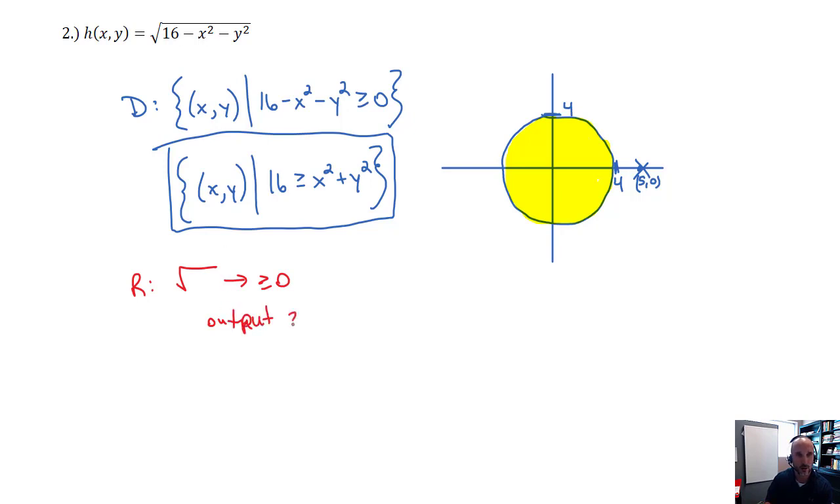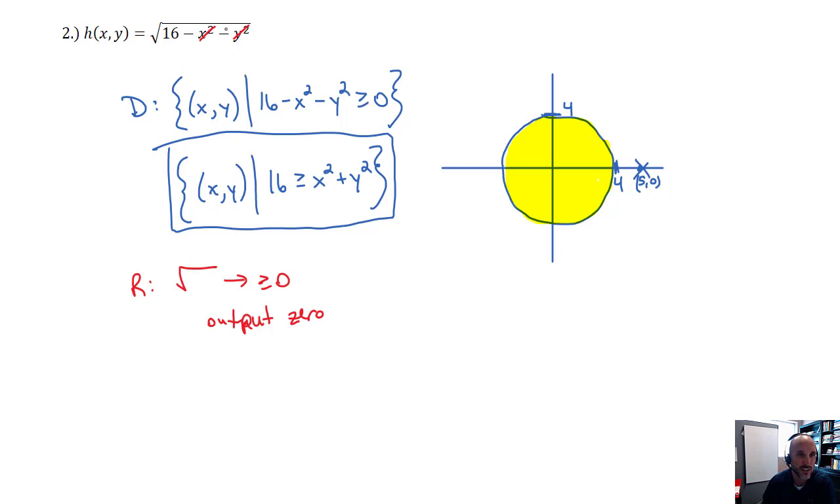Having trouble spelling output. But we can output 0. Now, what's the biggest number we can output? Well, what we're doing here is we're taking 16 minus 2 positive numbers. So the biggest that this output could ever be is if both of these, they can't be negative numbers, are 0.